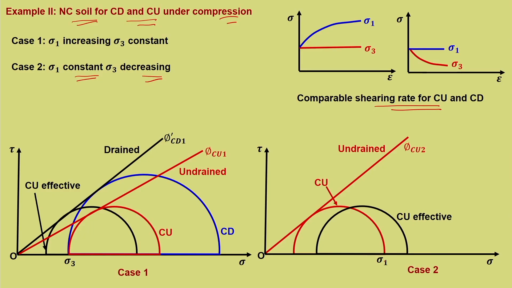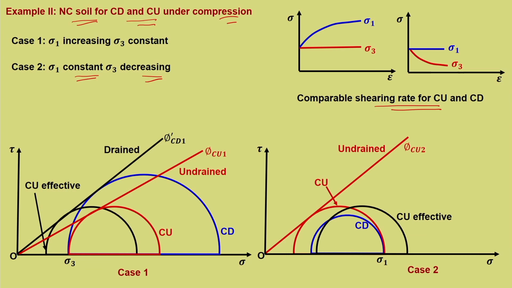And here sigma 1 is constant. So, the consolidated drained test envelope also should start from here. So, that is what you can see, that the diameter of the CD circle is quite less. That means the strength corresponding to CD is pretty much less than the undrained case for a constant sigma 1 case.